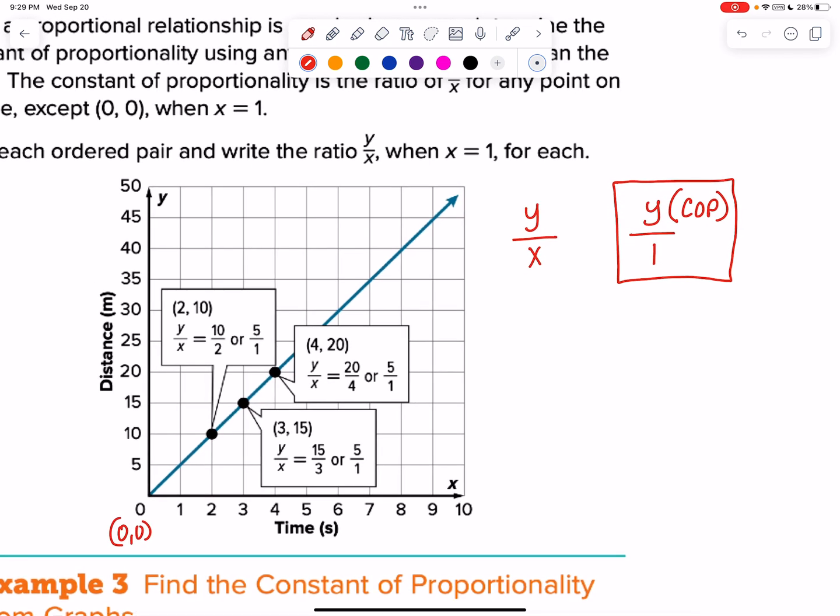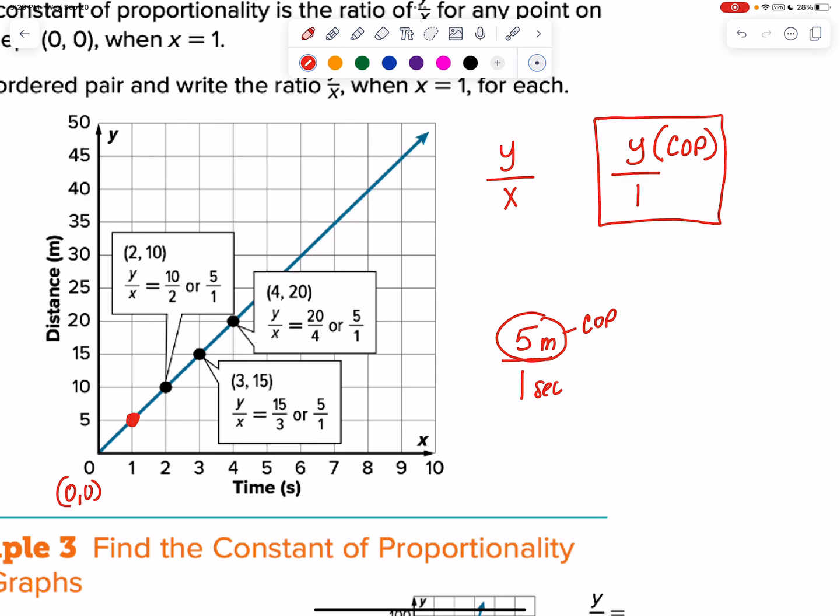Okay, so if I look at this spot right here, we can see x is 1 and y is 5. And so when we have a unit rate of 5 over 1, so this is 1 second is 5 meters, well, here's my constant of proportionality. Okay, we know how that works, right? And then we can look at other points in the graph too. And even though they're different, we know how to find unit rates.